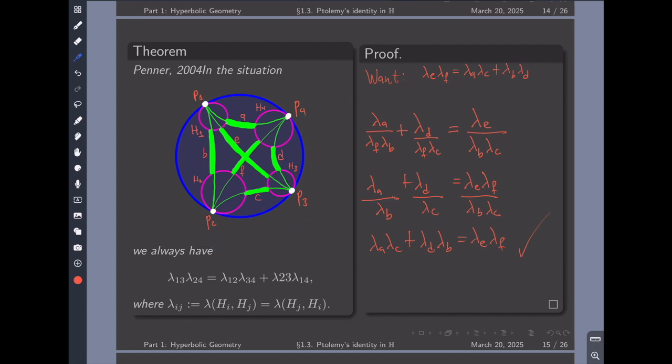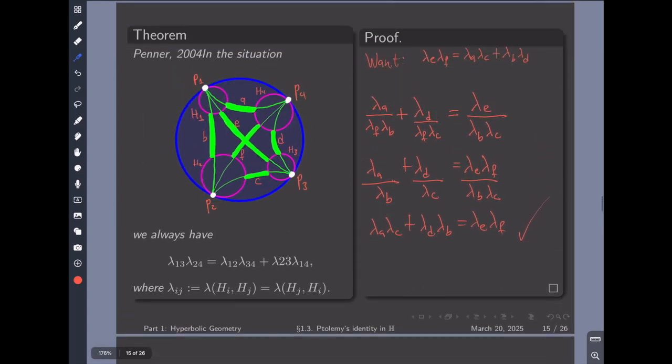But it is always true. It doesn't matter what horocycles you pick at the points, as long as the 4 points are different. And we will see this is what gives it a significance when one passes through some certain moduli spaces.